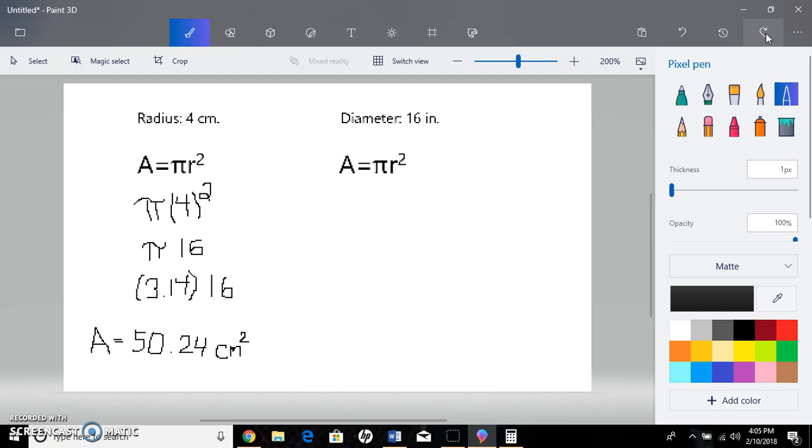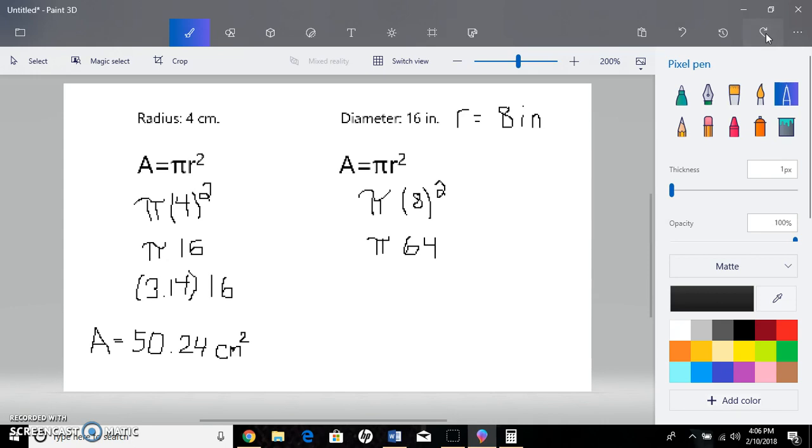Diameter is different because we don't have the radius yet. So to find the radius, we have to divide by 2, since there are 2 radii in a diameter. Once we divide that by 2, we get 8 inches. So our radius is 8 inches. Now we're going to start our problem like we did the last time. Pi times 8 squared. Now 8 squared equals 64. So it'll be pi times 64.